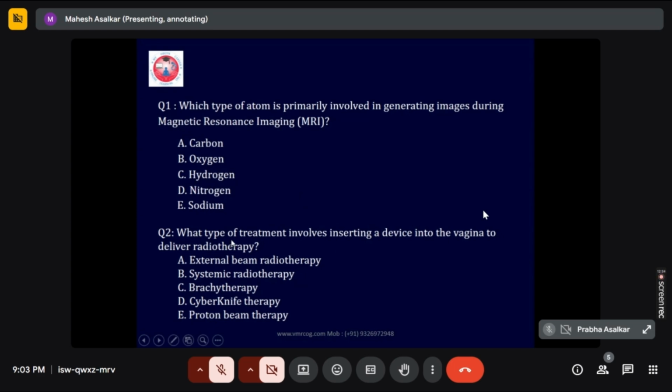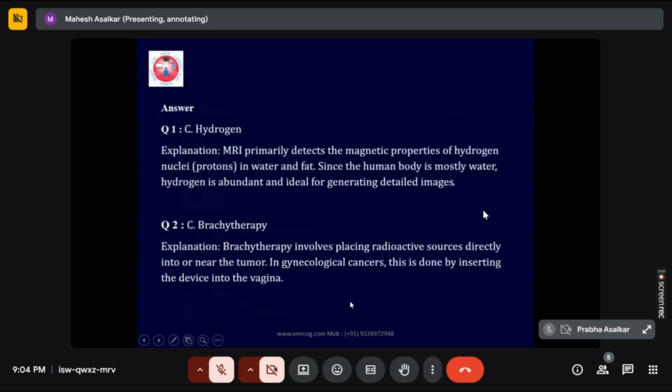Next. What type of treatment involves inserting a device into the vagina to deliver radiotherapy? A. External beam radiotherapy. B. Systemic radiotherapy. C. Brachytherapy. D. Cyberknife therapy. E. Proton beam therapy. It is C. Brachytherapy. Correct. Yes. So question number 1 is C, hydrogen.